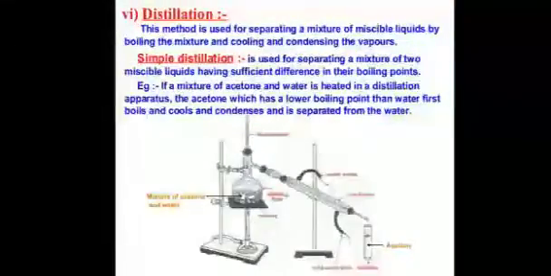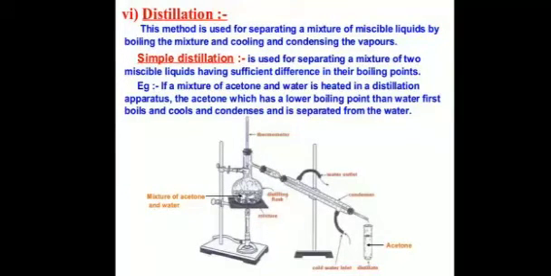Next one is distillation. I already cleared you the meaning of the terms miscible liquids and immiscible liquids. Miscible liquids are soluble in each other and immiscible liquids do not dissolve in each other. Understood? So to separate a mixture of miscible liquids that can be dissolved in each other, we boil the mixture and cool and condense the vapors. So distillation is basically used to separate miscible liquids.